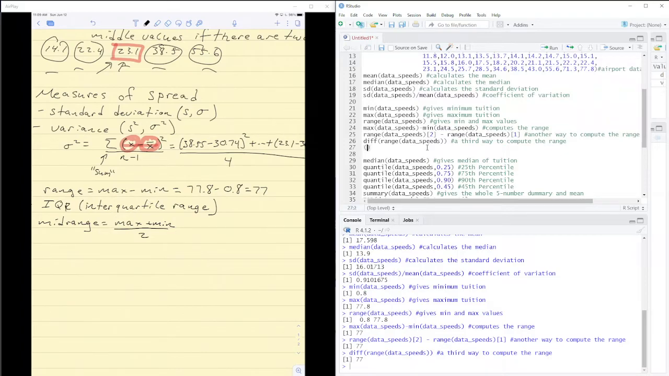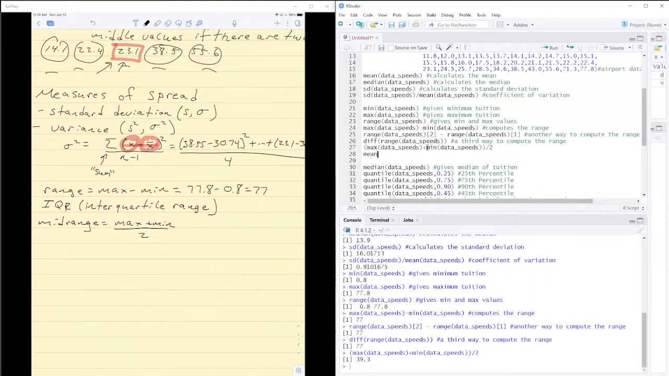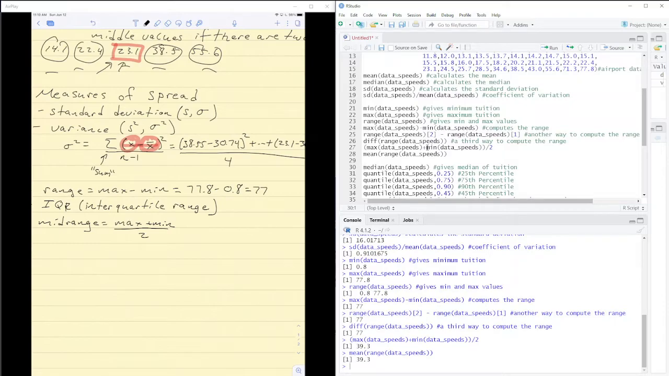We could do max of data speeds plus min data speeds divided by 2. Could do that. Or we could just simply do mean of the range data. You know, either one of these will work. So when your homework asks for mid-range, this is what they're asking for. The middle of the range. What is in the middle of the data set?